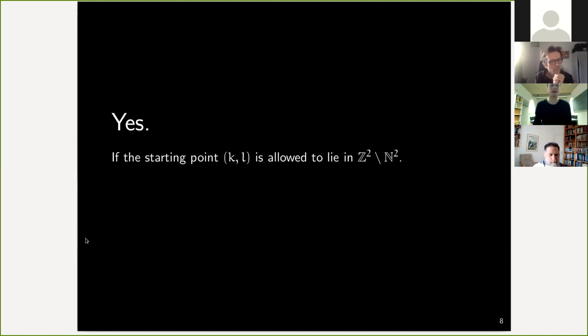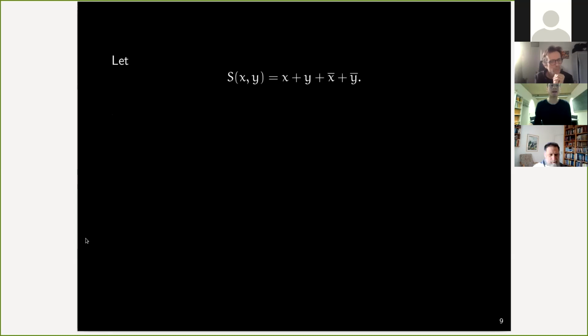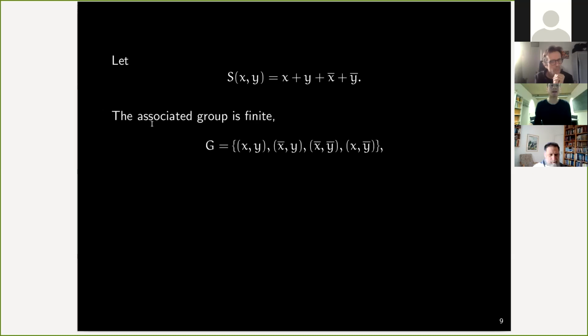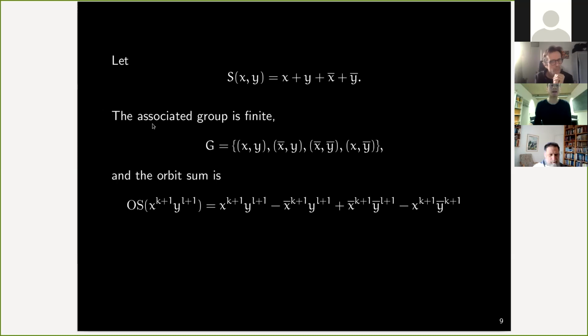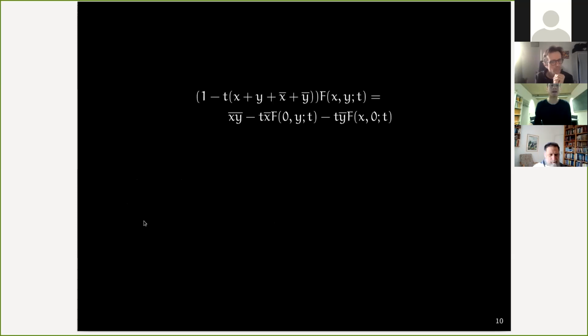And we investigated a few examples which I want to present now. So the simplest example is to consider this step polynomial, which corresponds to the simple step set. So the associated group is finite, and this is how it looks like. And the orbit sum is this here, which is, as is not difficult to see, equal to 0 when (k, l) is equal to (-1, -1). So the functional equation for this choice then looks like this.